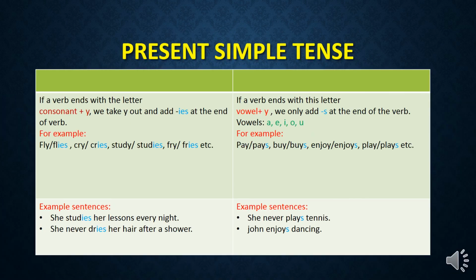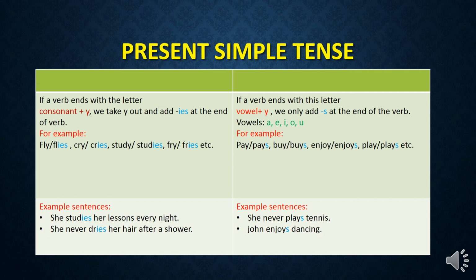When a verb ends in a consonant plus y, the y changes to ies. For example, fly, flies. The bee flies in the sky. Cry, cries. The baby cries loudly. Study, studies. She studies her lessons every night. Fry, fries. She fries fish. Dry, dries. She never dries her hair after a shower, etc.